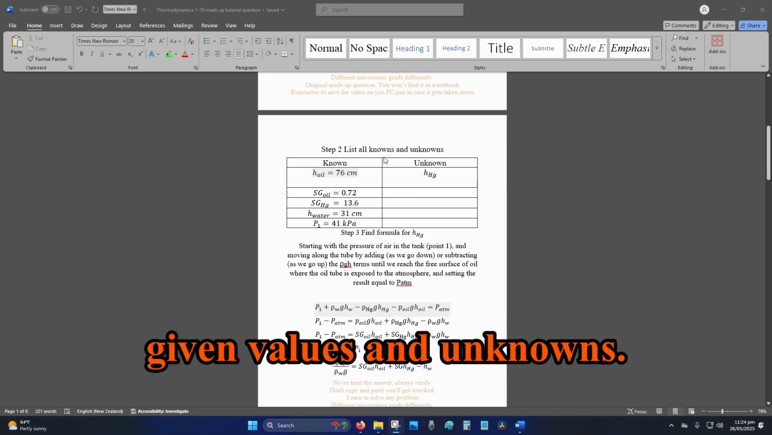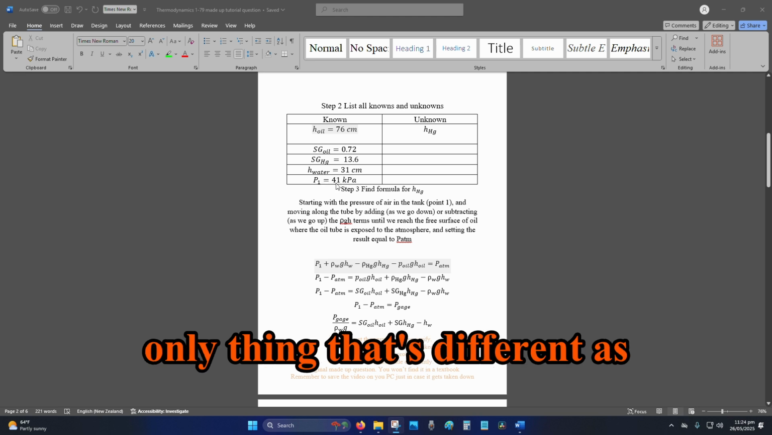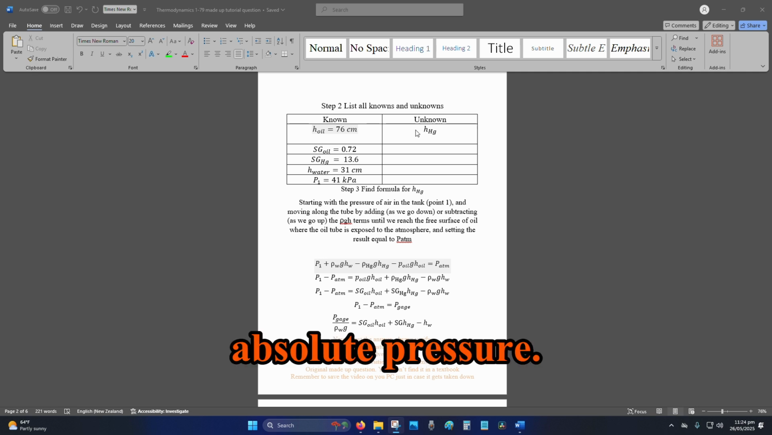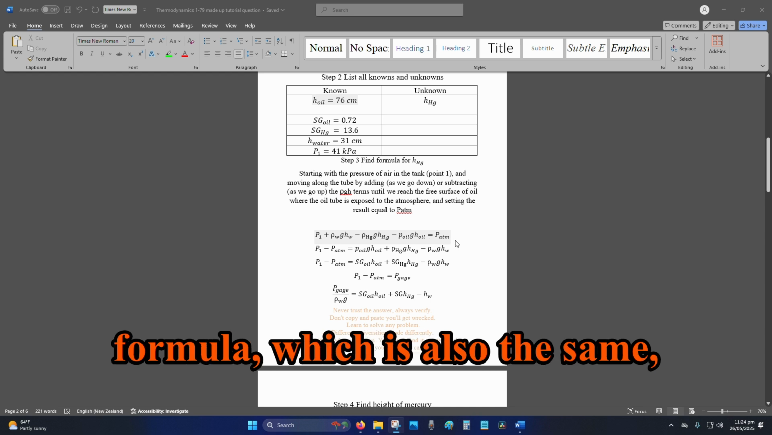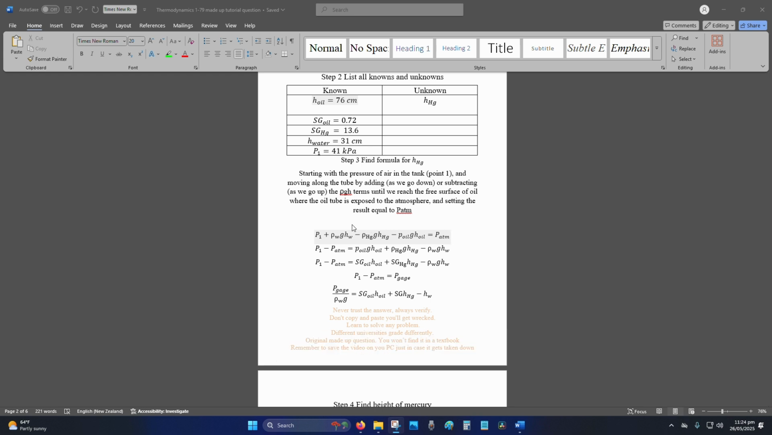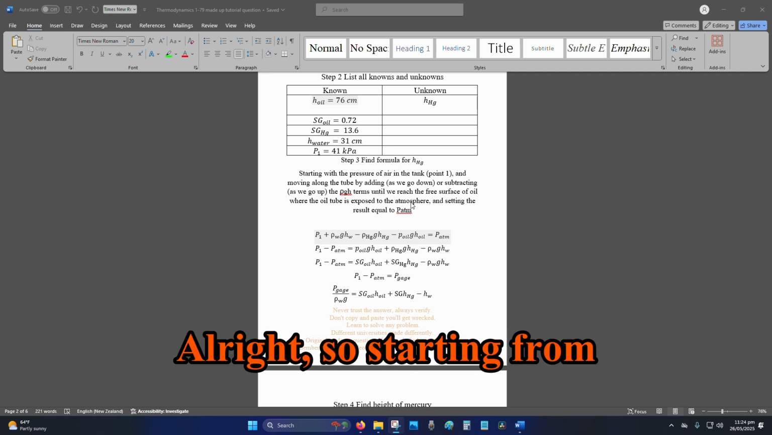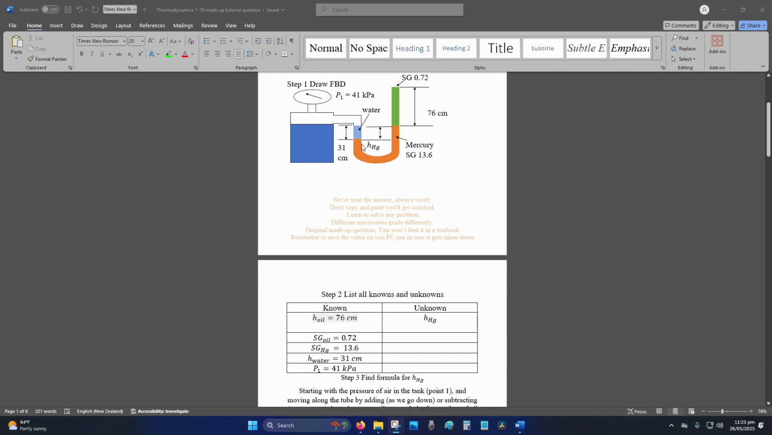Step 2, list all the given values and unknowns. It's the same as previous. The only thing that's different is P1. P1 is 41 kPa. So P1 is the absolute pressure. However, when we do the derivation of the formula, which is also the same, we will find out it's actually gauge pressure. Alright, so starting from the FBD, from the container, we go down.